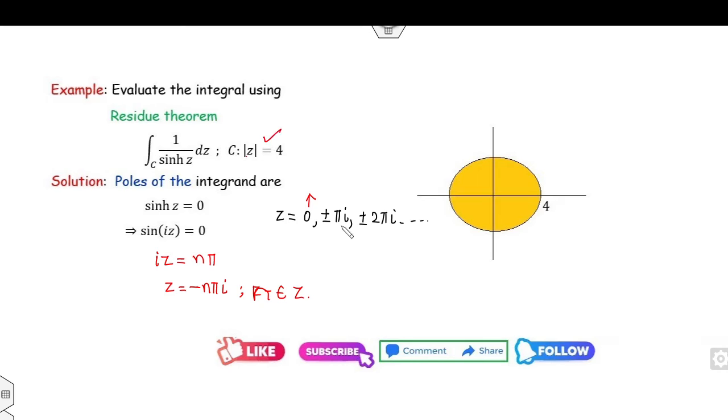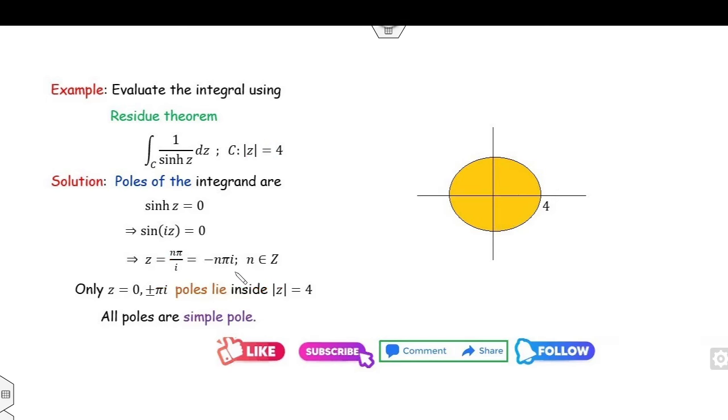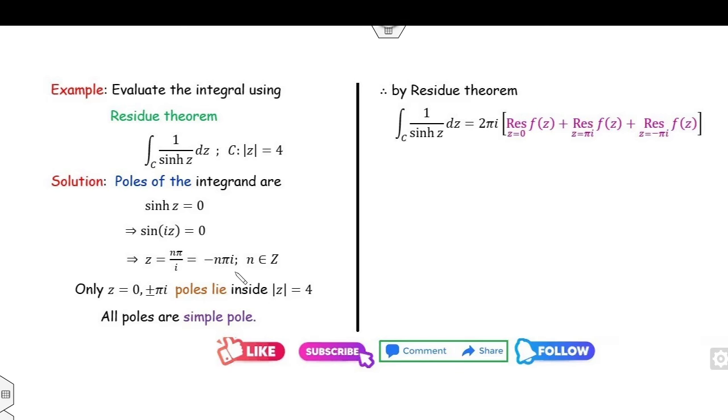Yes, it lies inside. Pi iota, yes, because pi is my 3.14. This is 6 point which lies outside. 0 lies here. Plus of pi iota lies, plus of pi iota lies in this case. Minus of the pi iota lies. So there are 3 poles which all are my simple. We can find the residues at the points 0, pi iota, minus pi iota, and all are my simple poles.